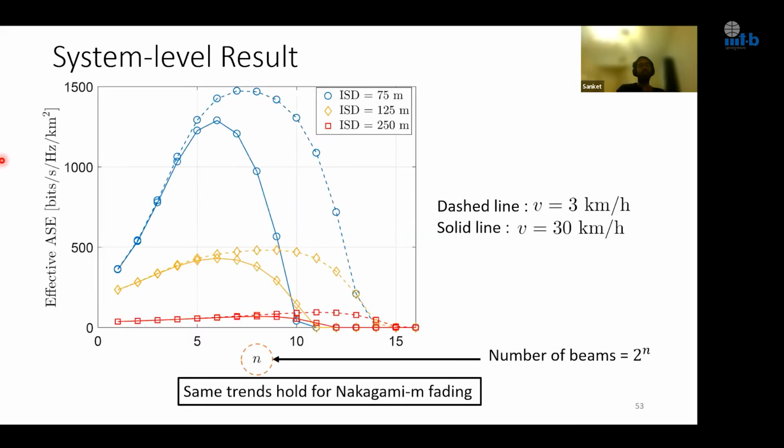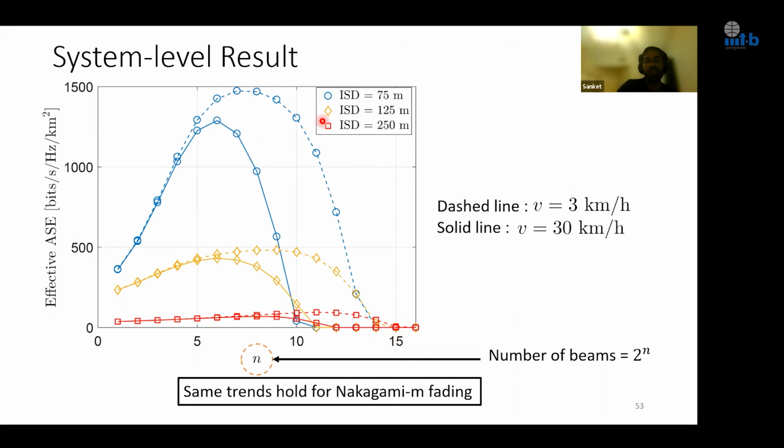And this is the one result I would like to highlight. It gives a lot of information for this one figure. Essentially, what we do here is plot the effective area spectral efficiency on the y-axis and the number of beams on the x-axis. Actually, the number of beams here is 2 to the n, because we do the analysis from one beam up to, like you can keep going up to 1024 beams in practice and so on.